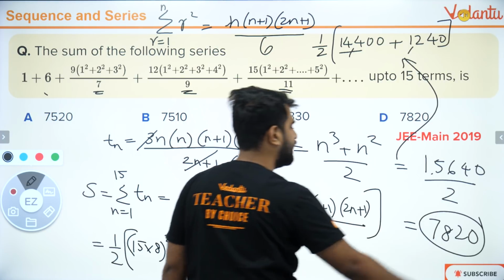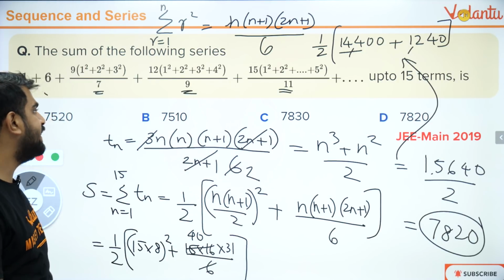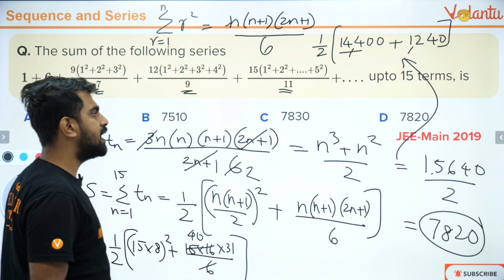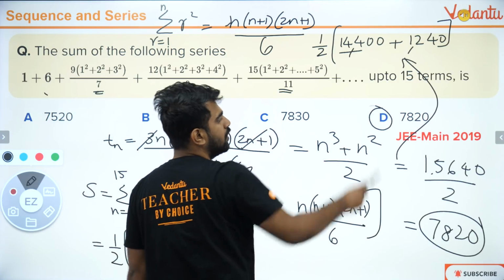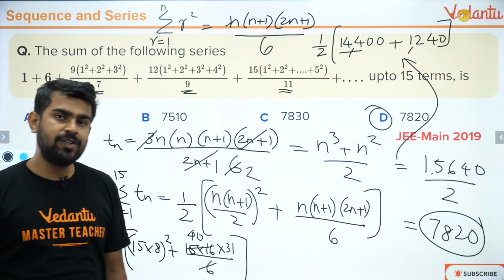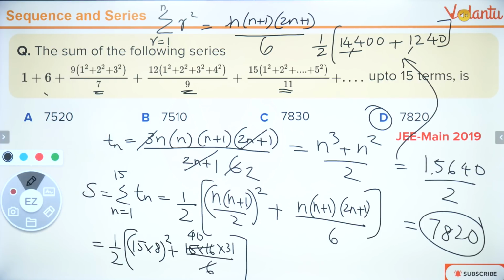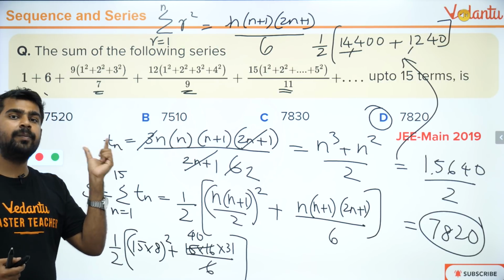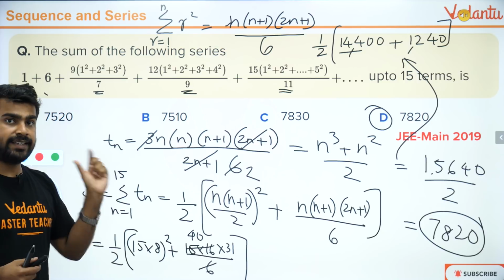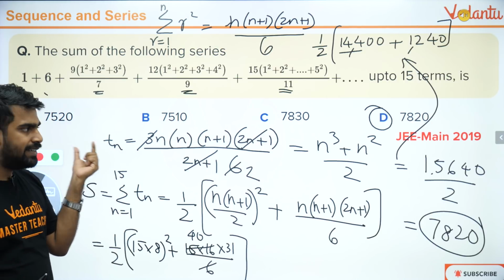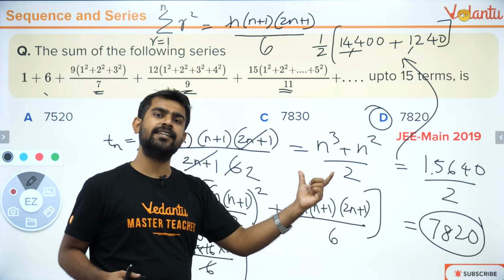So the answer is 7,820. And do we have an option for that? Yes, we do. It is your option D. I hope you guys have understood it. Pretty easy question, and it is all in observation. You have to predict the nth term correctly. So here, the major tricky part was getting Tn correct. Once you get Tn, it is pretty easy, guys.